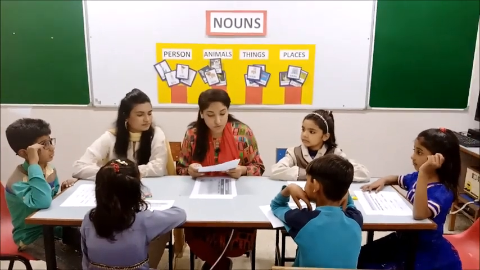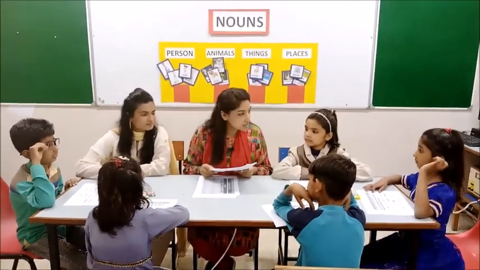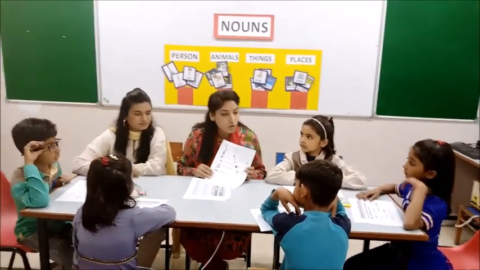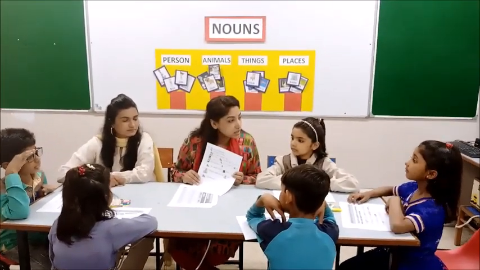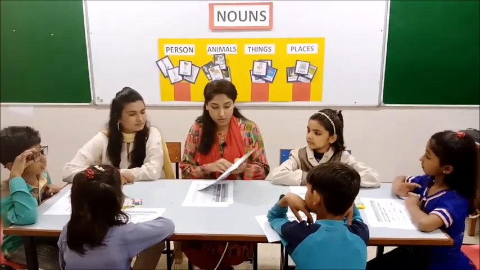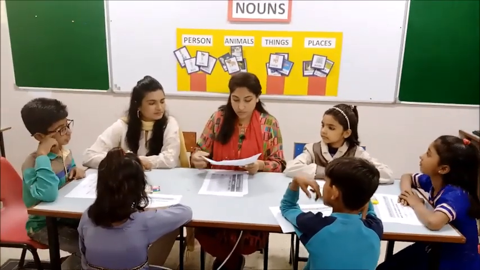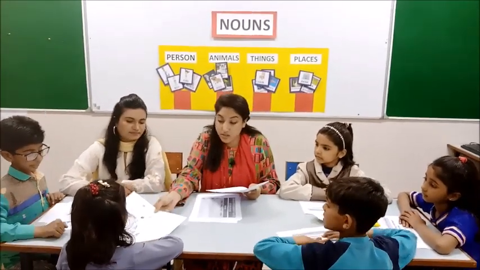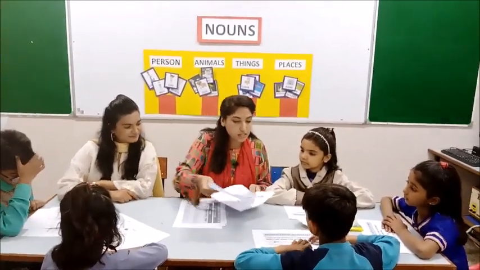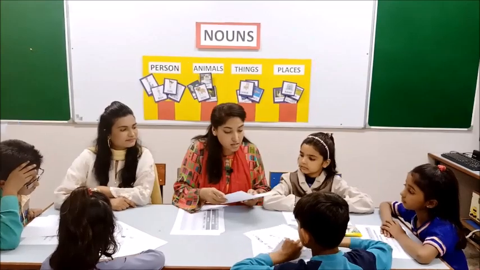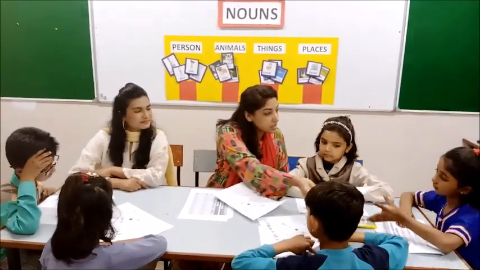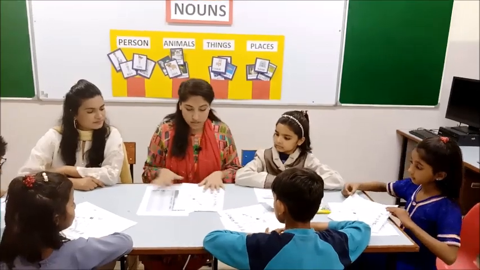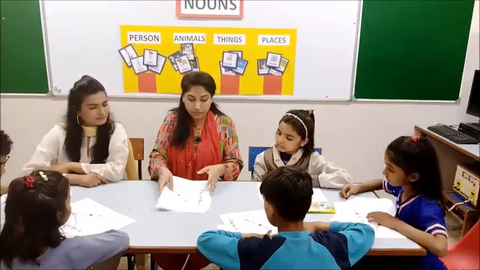Students, now I will give you another activity. It is a short story of a fox, dog, cat, and a hen. Okay? Now, you look at the story. We read it together and then you have to color all the nouns in this story. Okay? This is for you, Anya. We'll read it together. Okay?